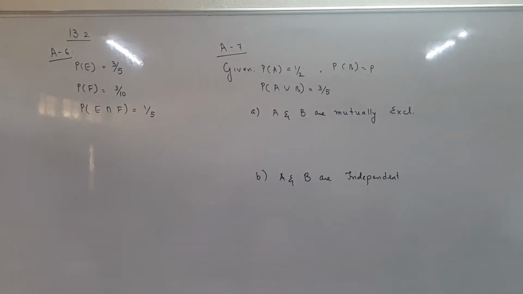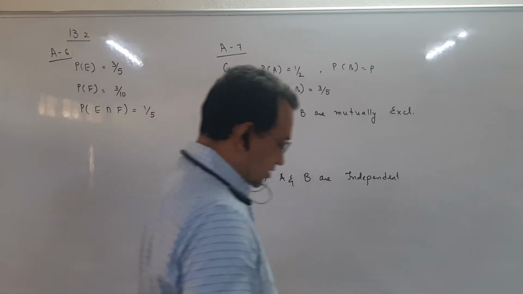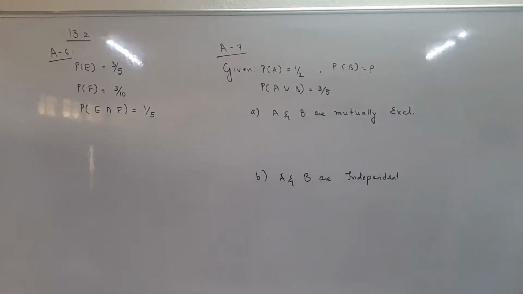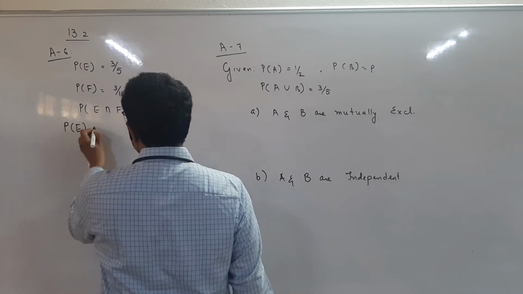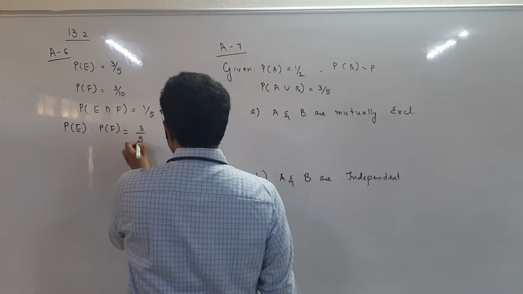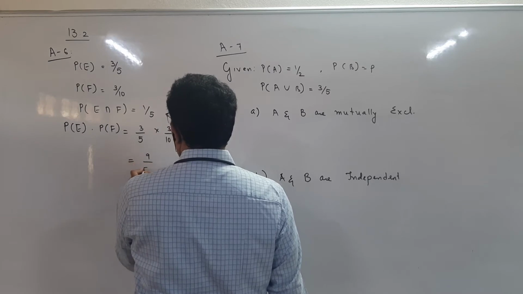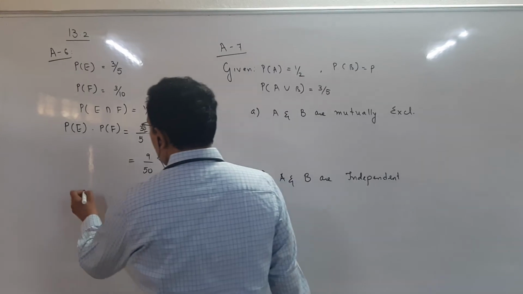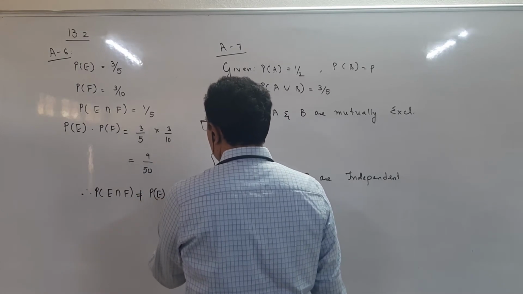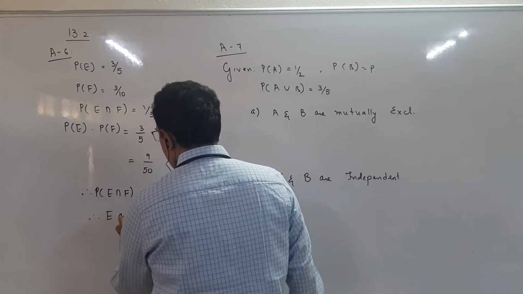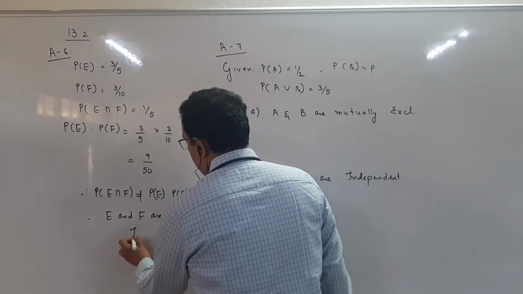Okay, students. Now, all of you please concentrate. In the sixth sum, we are given that P of E is 3 by 5, P of F is 3 by 10, and P of E intersection F is given as 1 by 5. We have to check whether events E and F are independent or not. So first let us find P of E into P of F, which is 3 by 5 into 3 by 10. So this is 9 by 50. So P of E intersection F is not equal to P of E into P of F. Therefore, E and F are not independent.